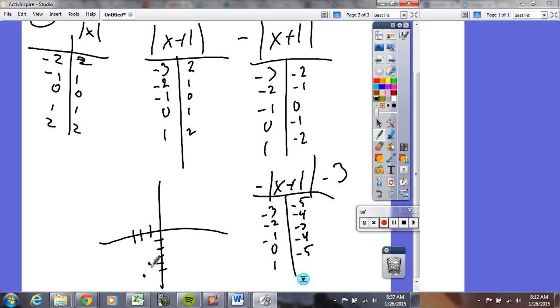-1 goes right there, by the way. I was off a little bit. -1 is -3, 0 is -4, and 1 is -5.